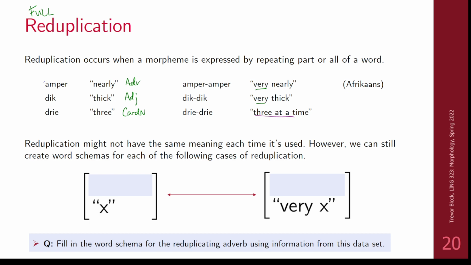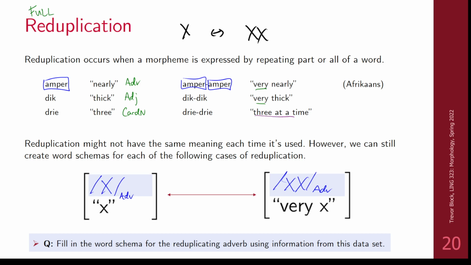So if we just analyze what's happening here, let's say we have a word form. We're just repeating that word form. So if we want to model this, we could say, okay, we have some base word form X, whatever that is. We're doing the word schema for adverbs in this case. And when we want to turn it into very X, we're just repeating the whole thing twice. So we're going to XX for the adverb. We can do this with adjectives too, and we can do this with the cardinal numbers, but if we do it with the cardinal numbers, we have to change the meaning at the bottom. So that's full reduplication. We just take the whole form X and we switch it with XX, we reduplicate it.